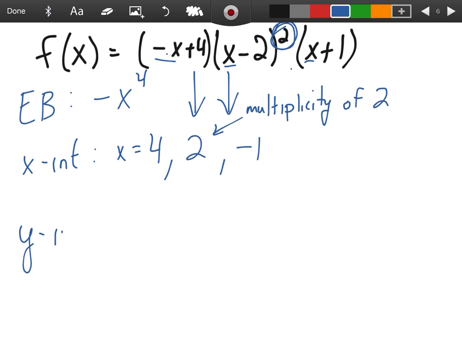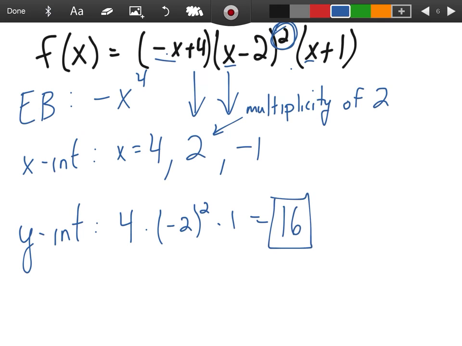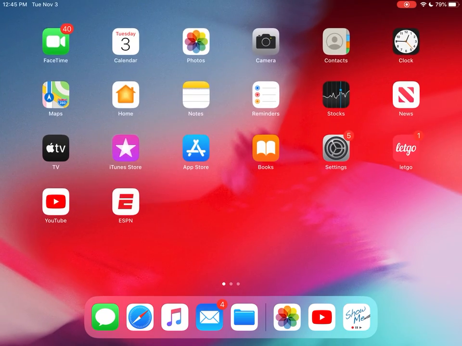And then finally our y-intercept. Plug in 0, we're going to get 4 times negative 2 squared times 1. That's 4 times 4 times 1. That is 16. So my y-intercept is 16. All right, now the graph of this. This one's going to be a little bit trickier. I want to see, what is this multiplicity of 2? How does this affect my graph? So let's go to Desmos and take a look at this. Negative x plus 4 times x minus 2 squared times x plus 1.